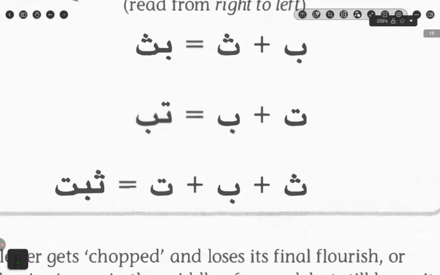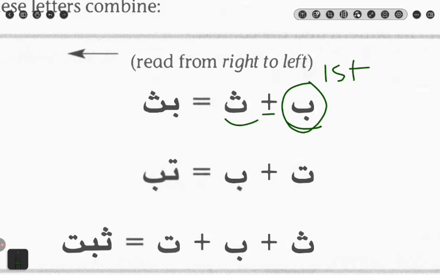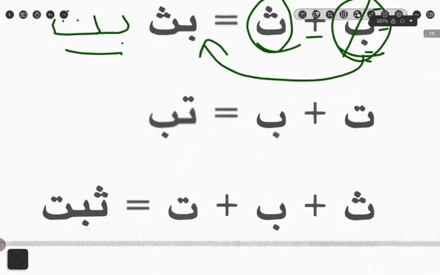Now here we have ba plus tha. Ba is the first letter in the word, so we're gonna chop it and take this half of it and write it in this way, ba. But here tha is the last one in the word, so we write it as usual in its full shape.